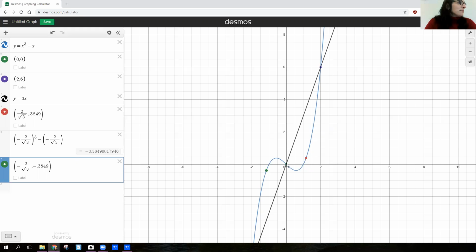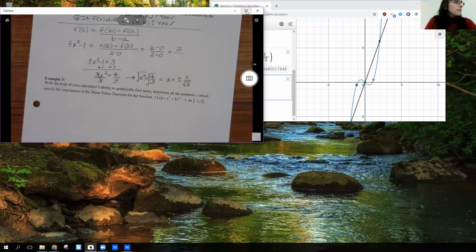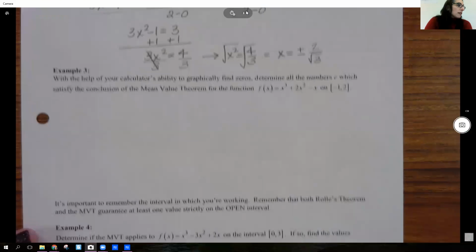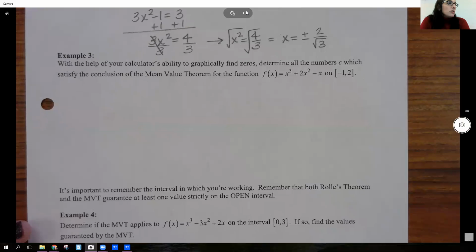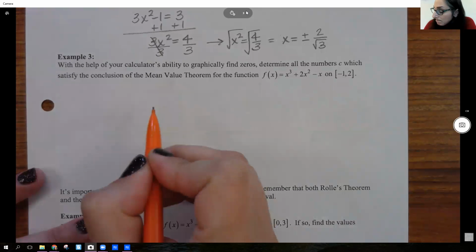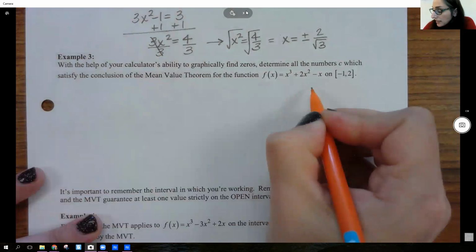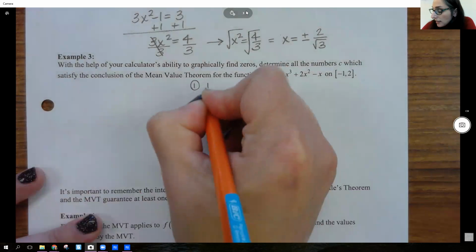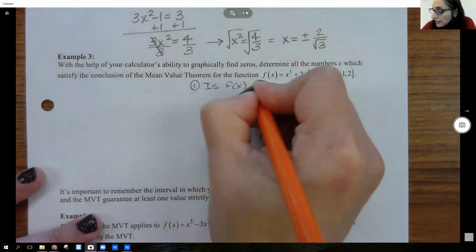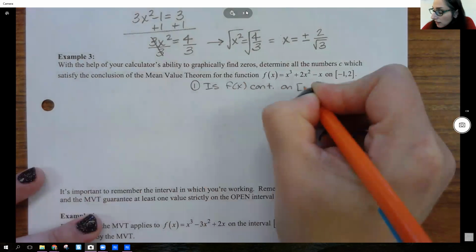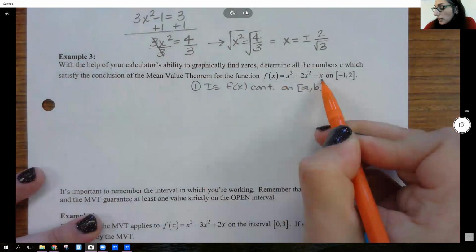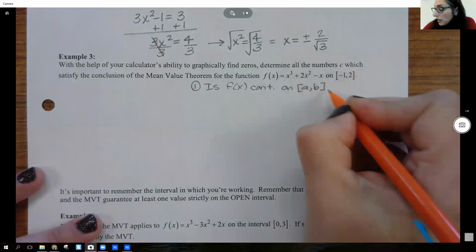Okay. So that was our little visual for that. All right, back to the notes. So example 3 is asking you to do the same thing here with the mean value theorem. Just a slightly different equation that we get to use our calculator to help find the zeros of. So let's see first if it satisfies the conditions. The first question is, is f of x continuous on the closed interval? Sure, it's continuous. That's just a polynomial. So yes.